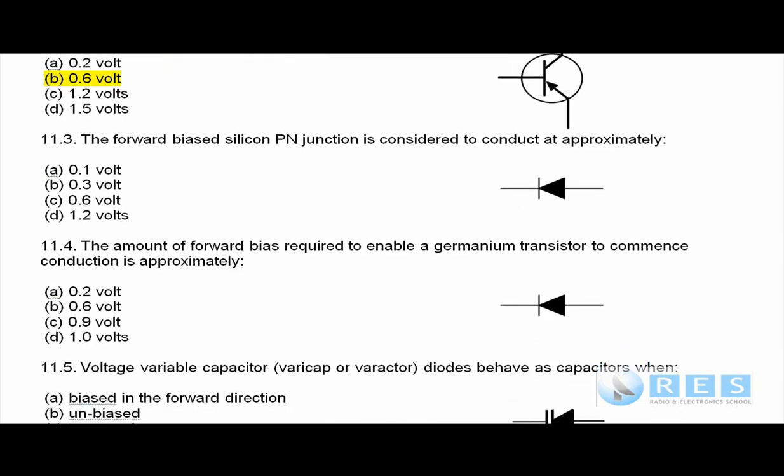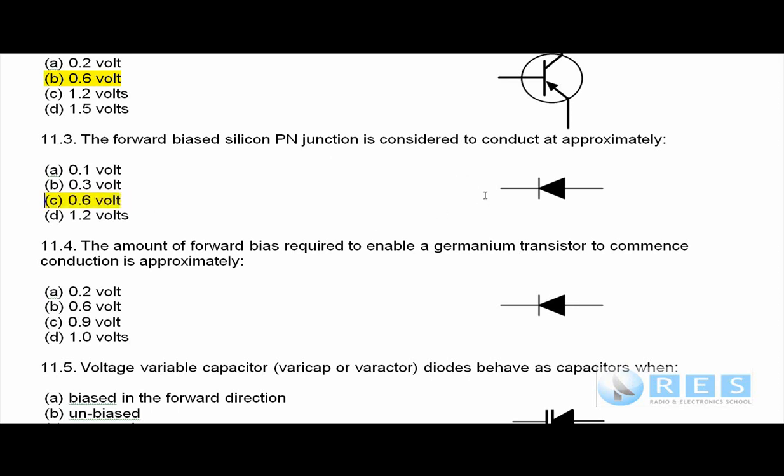Moving on to question 11.3. The forward bias silicon PN junction is considered to conduct at approximately, this is just testing your knowledge of silicon and germanium, 0.2 of a volt for germanium, 0.6 of a volt for silicon.